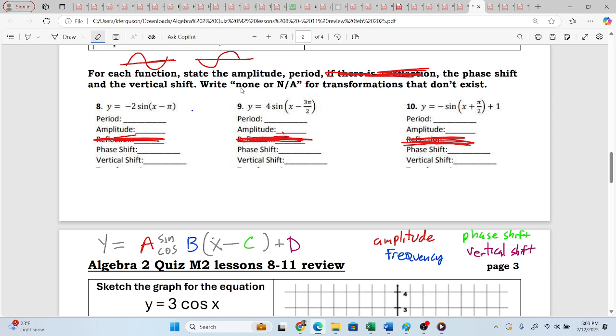Make sure you read. If you give me zero, I might have to give you some points off. So remember, none or not applicable, that's what that means. So let's look. Let's skip the period and go to amplitude, and then we'll think about the period, because remember, you have to take the frequency and divide it into 2 pi. So let's look at this.